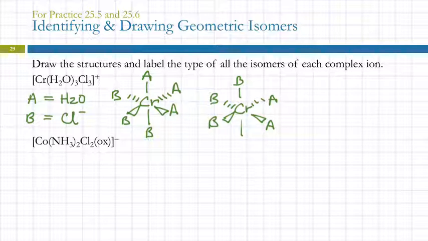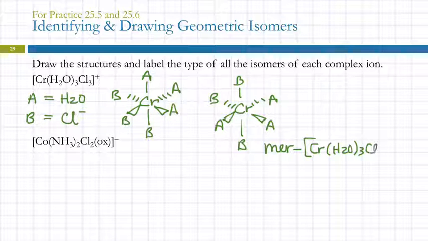So we have to switch something around. If I switch A and B there, now the three A's are around the equator. They're in the meridian position. They're in the 2-2, if you will. And the B's are in the axial positions. So this is the meridian, or the Mer isomer, and this is the Fac isomer. Any questions? So this is Mer, Cr(H2O)3Cl3, and that one's Fac, the same. Any questions?